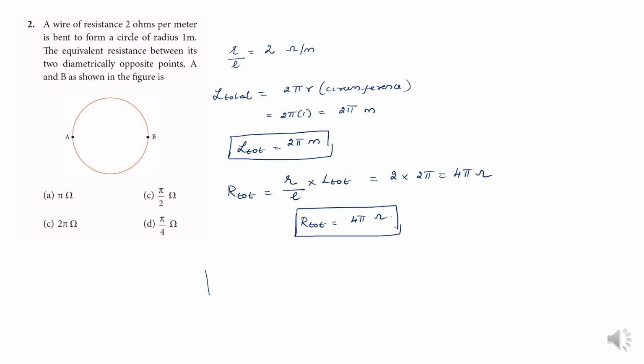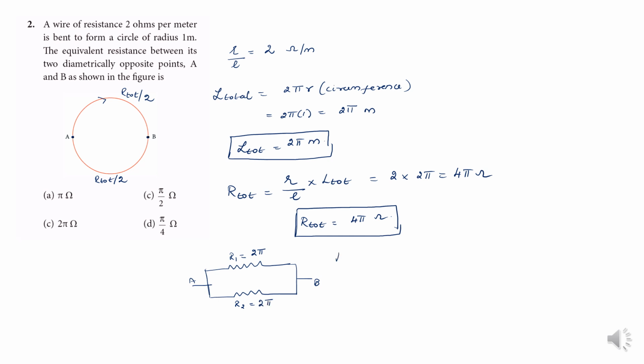Let this be A. This is equivalent to 1/2 of the circumference and these are connected across the terminals A and B. The total resistance is 4 pi. AB splits the circle into 2 equal halves. So the resistance for the upper part of this circle is R total by 2 and the bottom part is again R total by 2. So let this be R1, which is R total by 2, is 2 pi. Let this be R2, which is again R total by 2, is 2 pi.